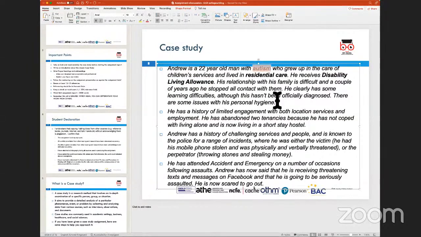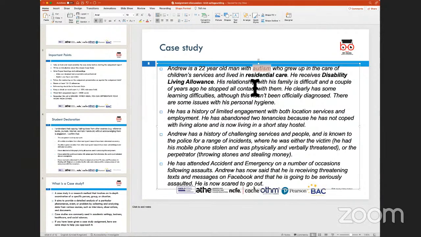Now we know autism, one of you tried to mention what it is, but what we need to be able to do is, this is an assignment that we are doing, which is a graded unit. We need to be absolutely particular. So what I would do is research what is autism, what is residential care, what is disability living allowance. These are key things that we will need to use and mention in our assignment.